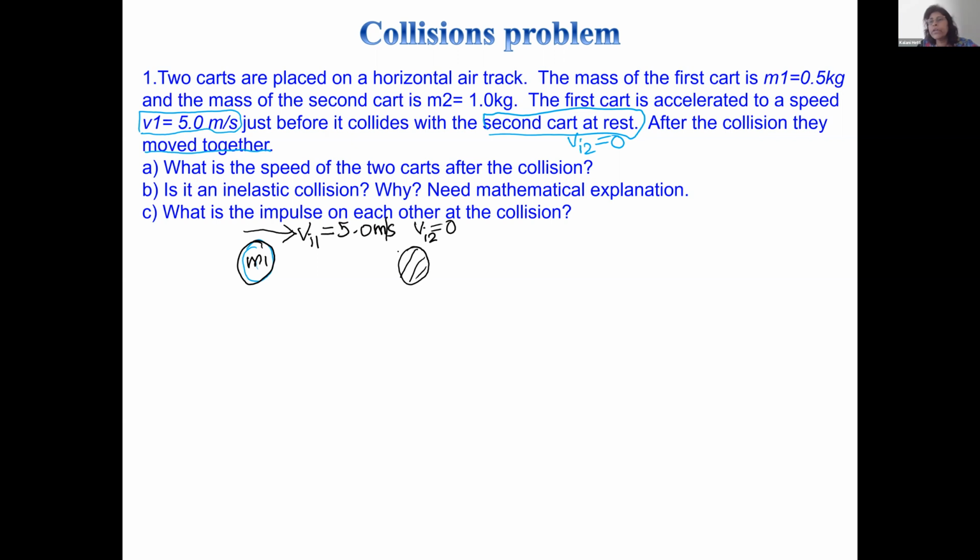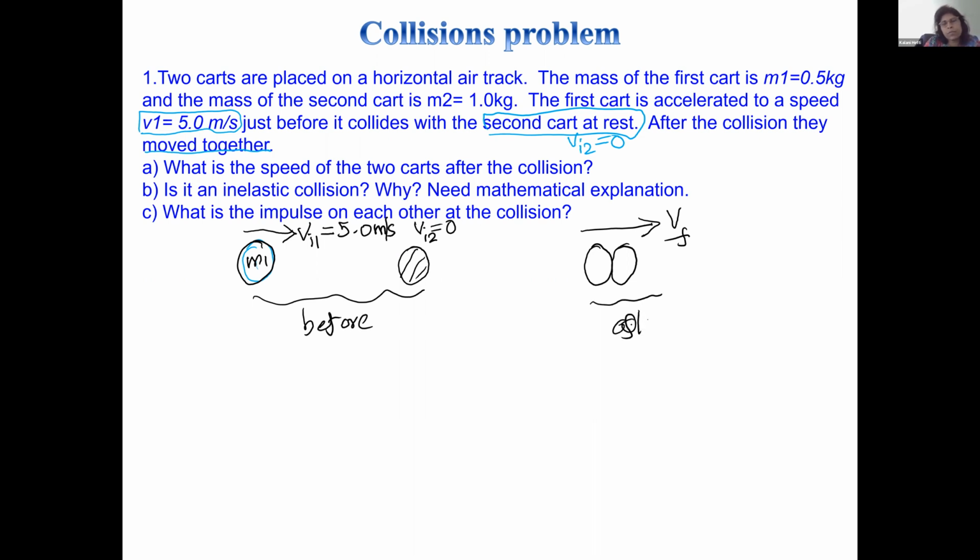If it did not say they are moving together, you need to take them separately. But in the question, it says these two objects are going to move together. That means they all have the same velocity. I'm going to say V final for the 1 and 2 both, right? So now this part is your before collision, and this part is going to be after collision, right? So now what is our momentum conservation?